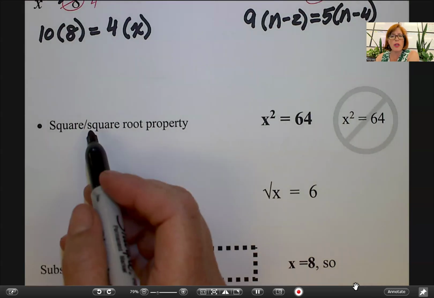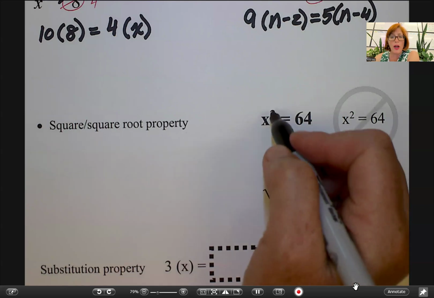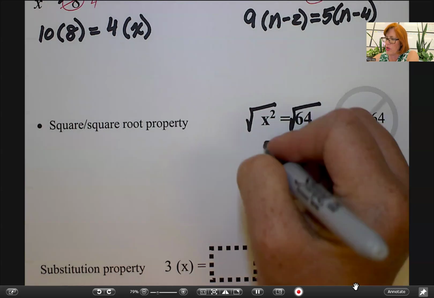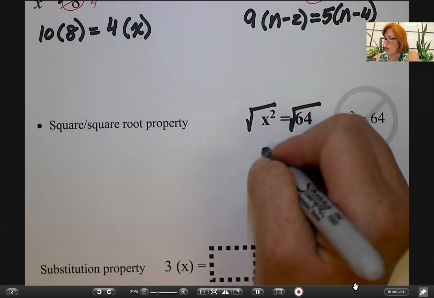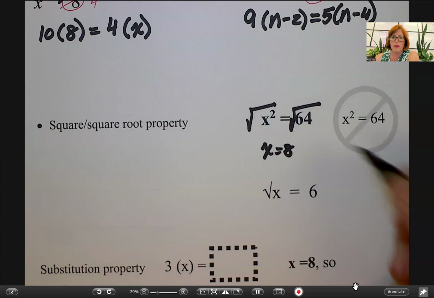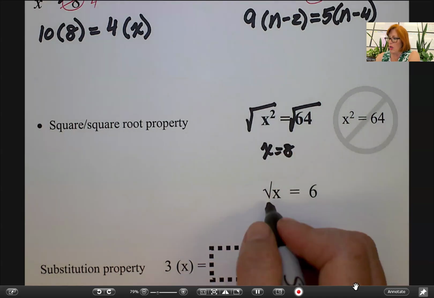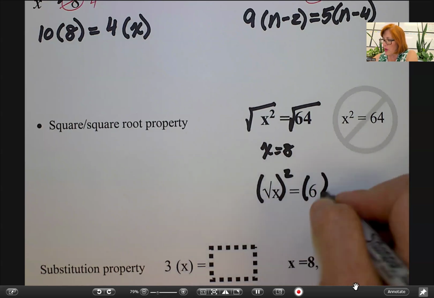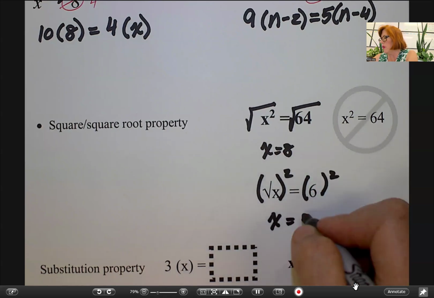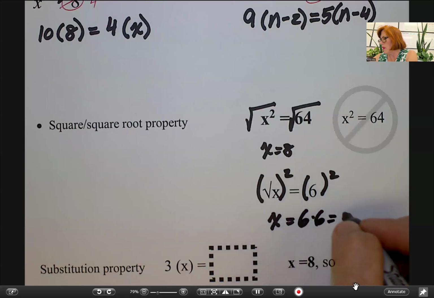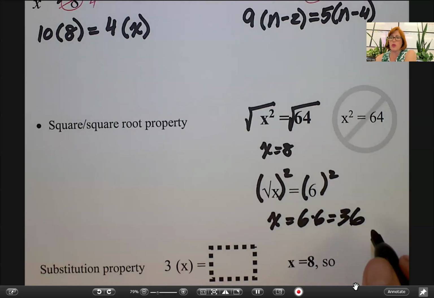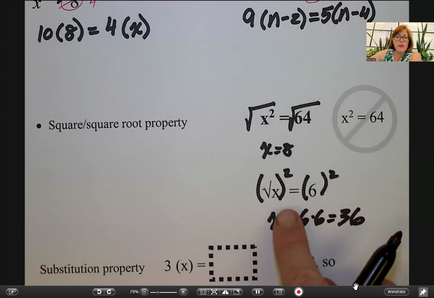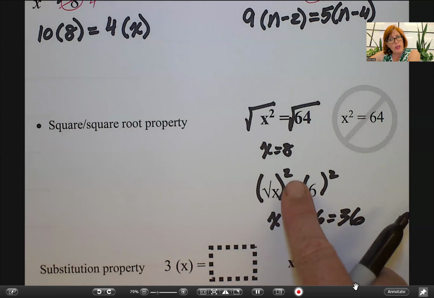Square root property. To undo a square, use square root on both sides. To undo a square root, you square both sides. So the inverse of squaring is square rooting. The inverse of square rooting is squaring.